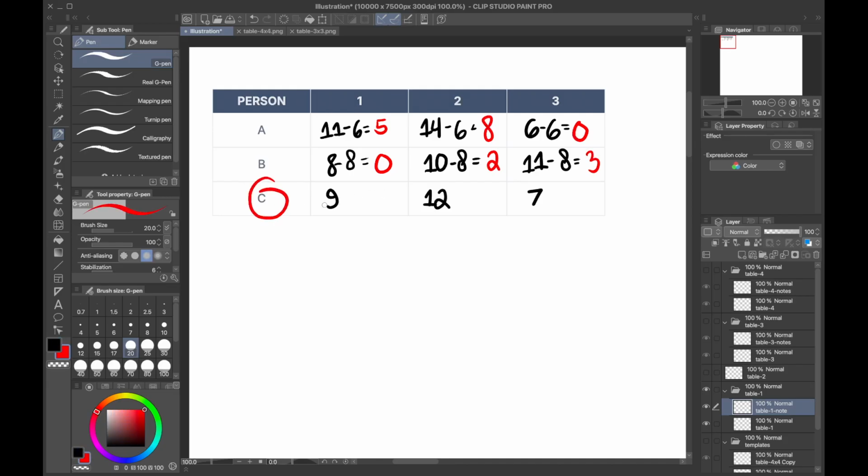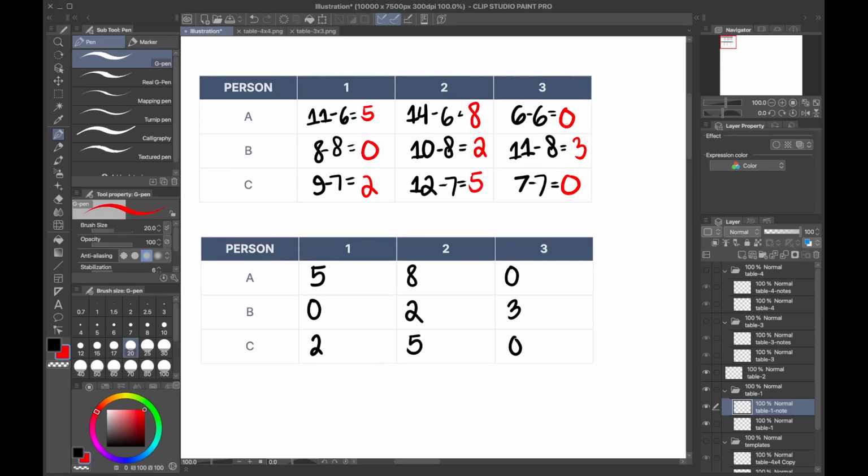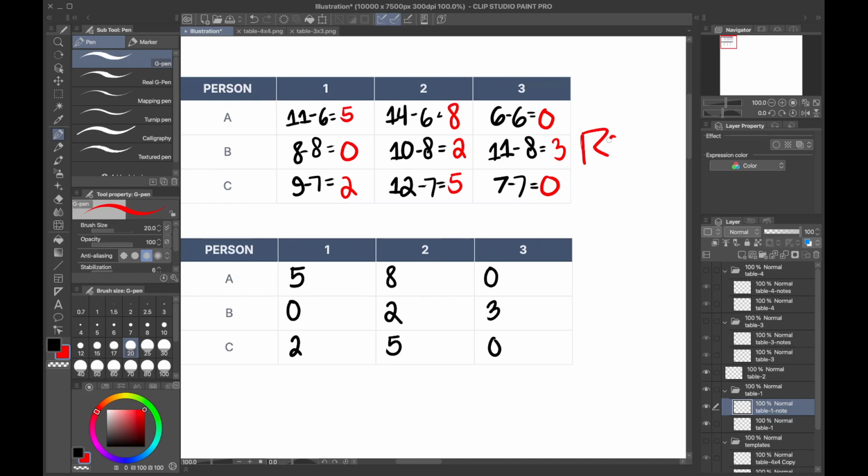Now for row C, the smallest number is 7. So 9 minus 7 is 2. 12 minus 7 is 5. And 7 minus itself is 0. So your resulting table would now look like this. So the first step is to do that by row, right?